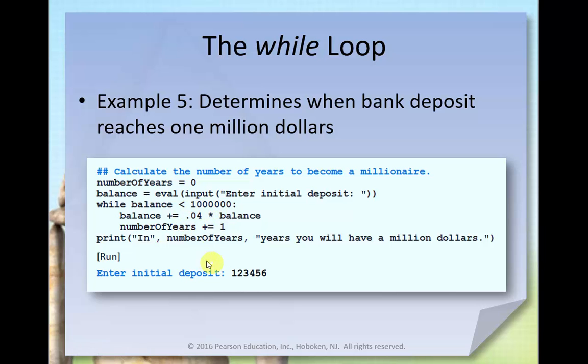And then it'll exit. At that point, we'll be able to print out however many number of years, which is how many times we've gone through the loop. And at that point, we'll have $1 million. So that's another short example of how a loop is useful for calculating a cycle of things over and over again.